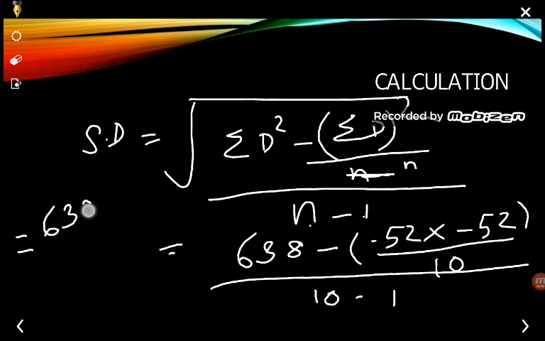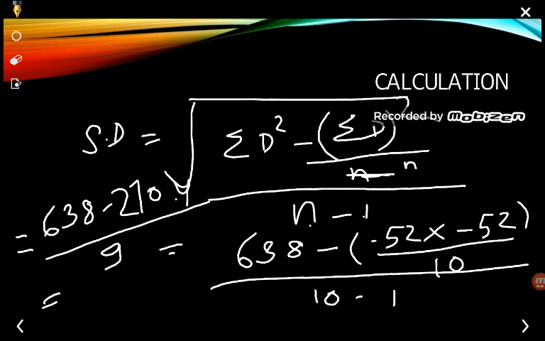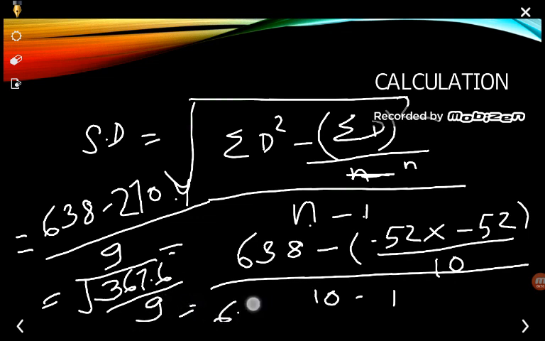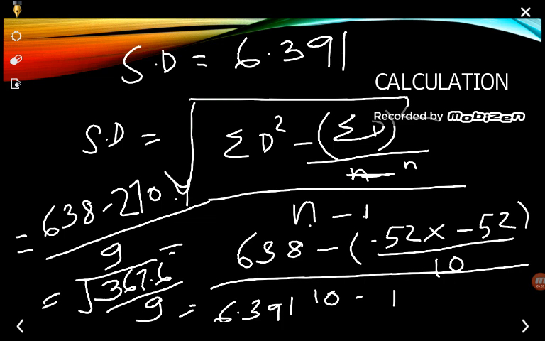So this will give you 638 minus 270.4 divided by 9. That is equal to the square root of 367.6 divided by 9, that is equal to 6.391. So what do we get as the standard deviation? The standard deviation is equal to 6.391. So we have calculated the mean d as well as the standard deviation.